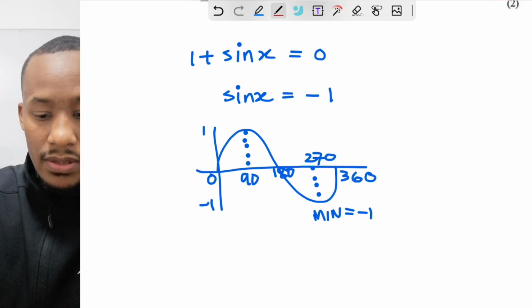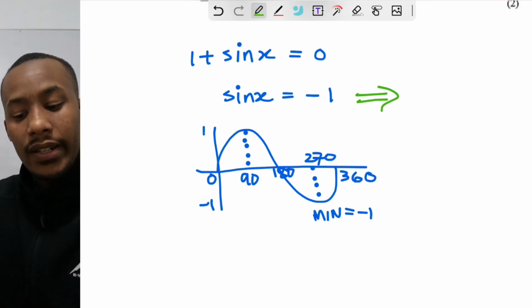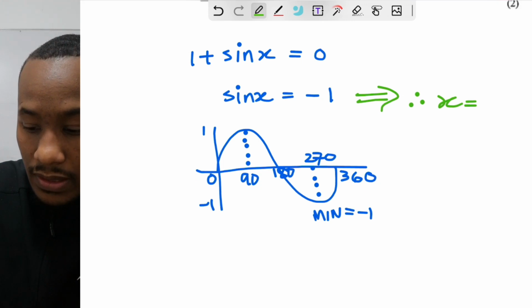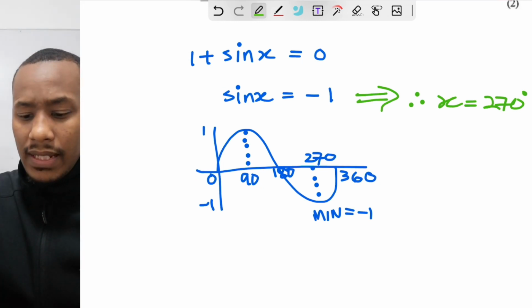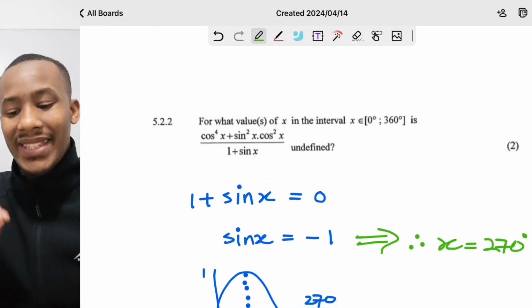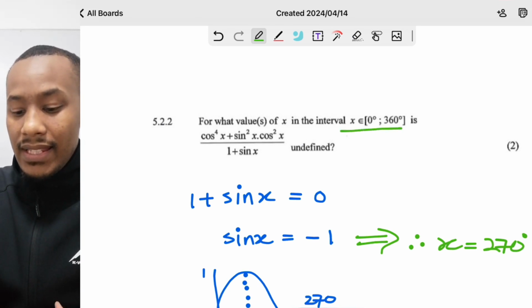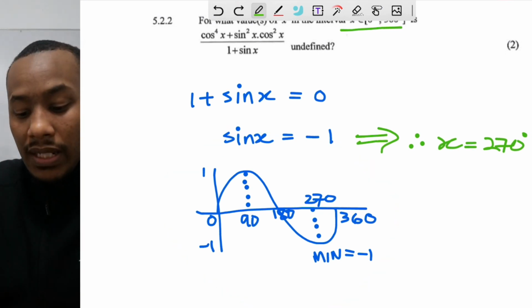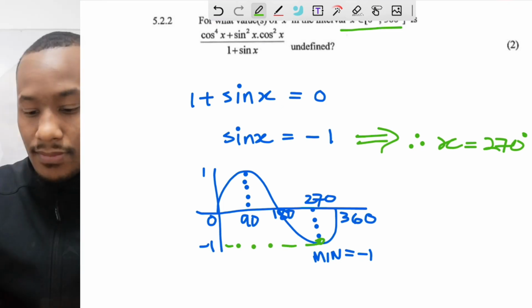So, the solution for this equation here, where is sine x equal to -1? It's where x is equal to 270 degrees. That's the solution. That's what they were looking for, an answer between 0 and 360 degrees. And this is the only place you can see from this graph. That's the only place where our graph is equivalent to -1.